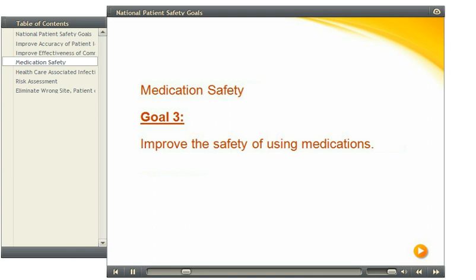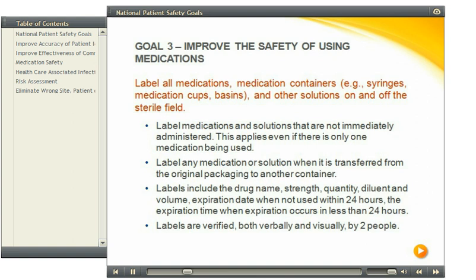Medication safety. Goal 3. Improve the safety of using medications. Label all medications, medication containers, e.g., syringes, medication cups, basins, and other solutions on and off the sterile field.